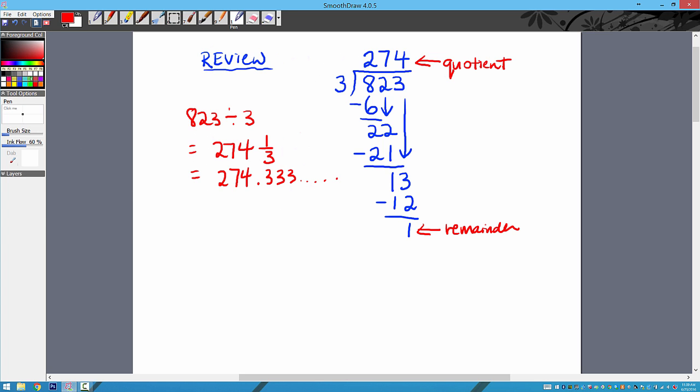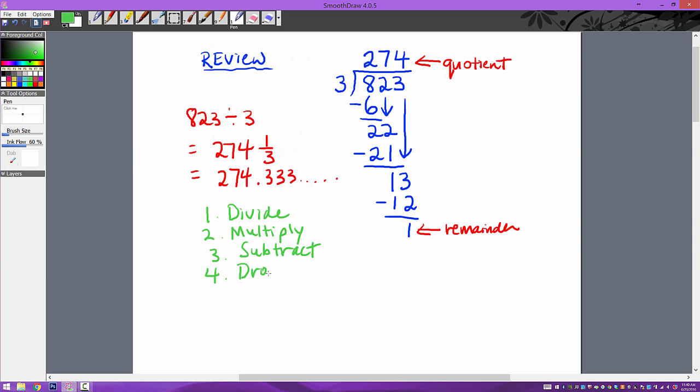So to review this process, let's step back and see what happened here. The first thing we did was divide 3 into 8. So that's our first step: we divide. Our next step is we multiplied, right? We multiplied the 2 and the 3, giving us a 6. And then from there, we were able to do a subtraction. And then the next step was we dropped a digit. And then from there, we repeated the process. So now we will use this process for algebraic expressions.